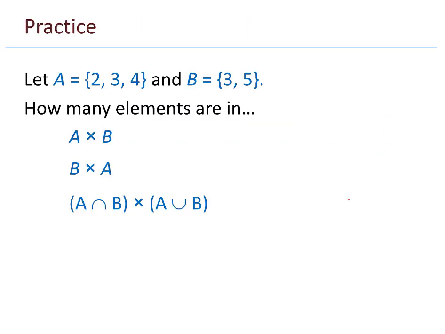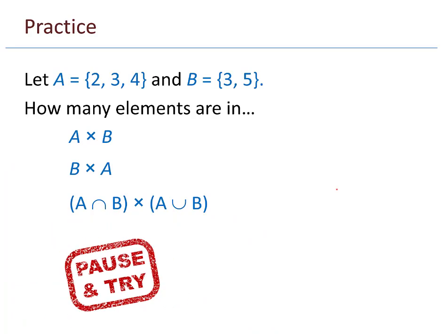So how about the sets A, which is {2, 3, 4}, and B, which is {3, 5}? Can you create the set A cross B and B cross A and this other one on the bottom, and how many elements are in those sets? Take a second, work it out, pause the video, and then start up again when you are ready to check your work.